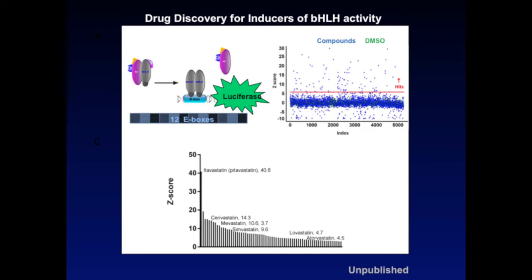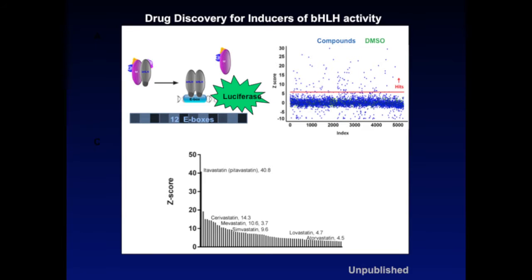That's a very small subclass. And these are not the preferred E boxes for other notorious BHLH proteins like CMYC, or even for SREBP, because there are multiple families. And what we did is hook this reporter up to luciferase.